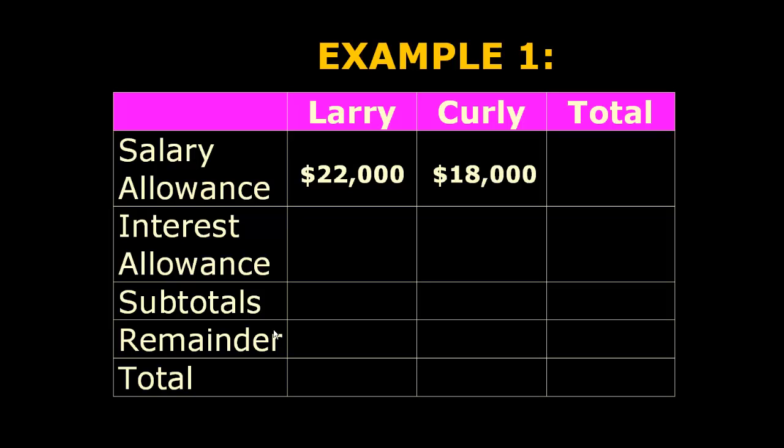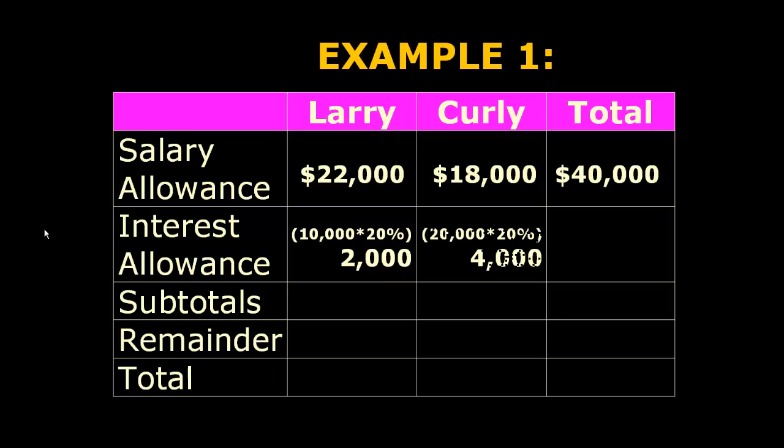Curly's was $18,000, which means now we have allocated a total of $40,000 in salary allowances. The interest allowance is going to be each partner's beginning capital times the rate. So for Larry, his beginning capital was $10,000. A 20% interest allowance says he'll get a $2,000 interest allowance. For Curly, his beginning capital was $20,000. 20% of that says he's going to get a $4,000 interest allowance. And now 2 plus 4 says we've allocated $6,000 in interest allowance.